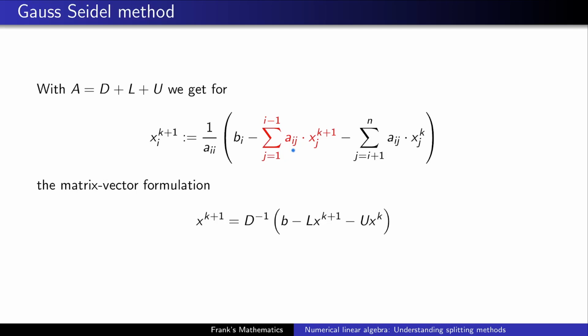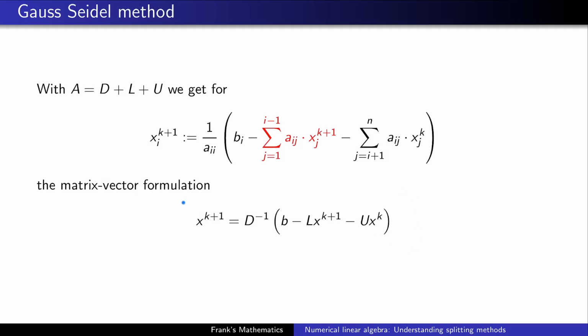the matrix A. So this sum here is exactly L, which is a strict lower triangular matrix, times x^(k+1), so the updated one. While the right-hand side, in a similar fashion, contains only elements of the upper part of the matrix A, so this is just U times x^k. U contains the upper elements, so the elements above the diagonal, if you remember it correctly.